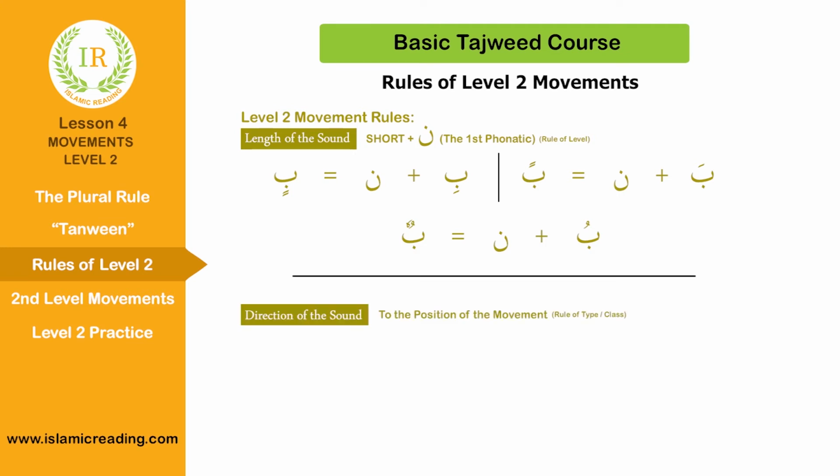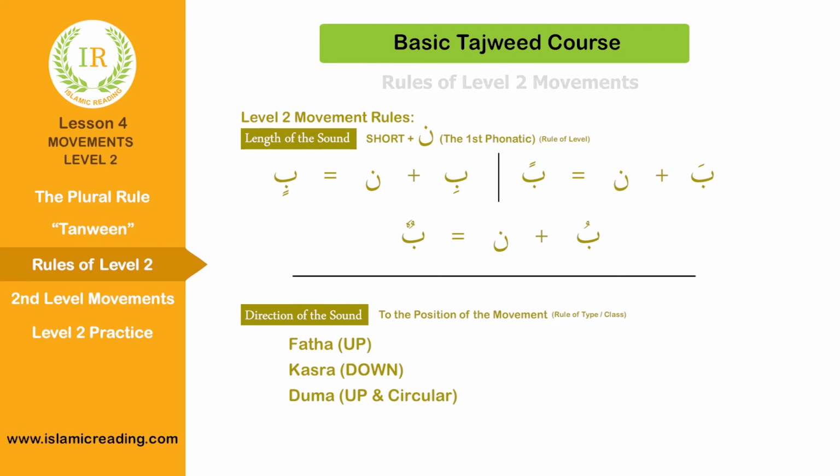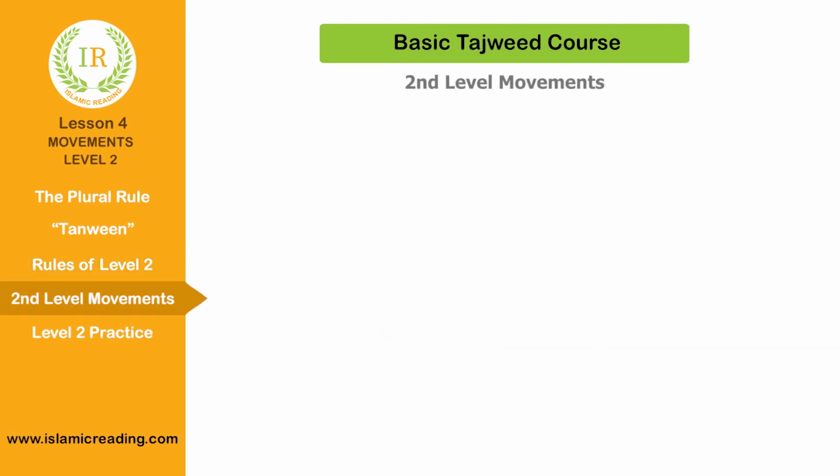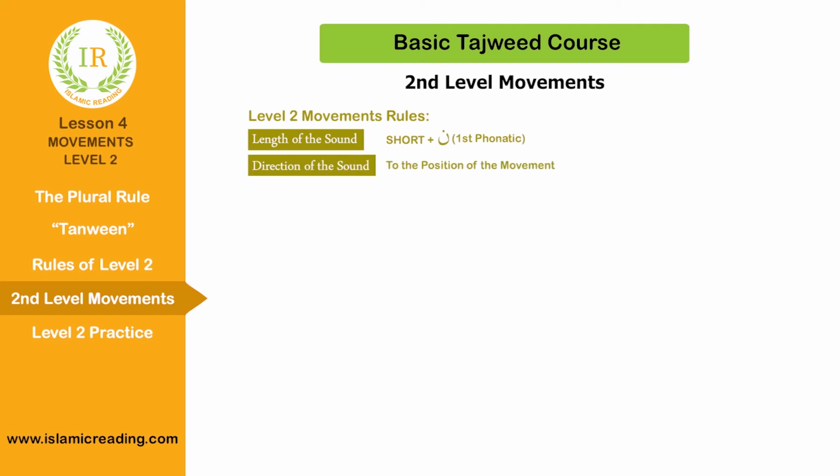Next is direction of the sound. We already know that with the Fatha, it's always up. With the Kasra, it's always down. And with the Dhamma, it's always rounded. Now let's see the second level movements in action. Length of the sound is short plus Noon. And the direction of the sound is according to the position of the movement.